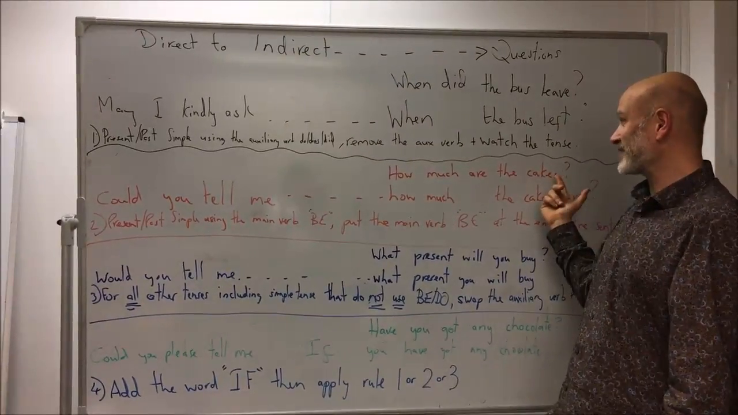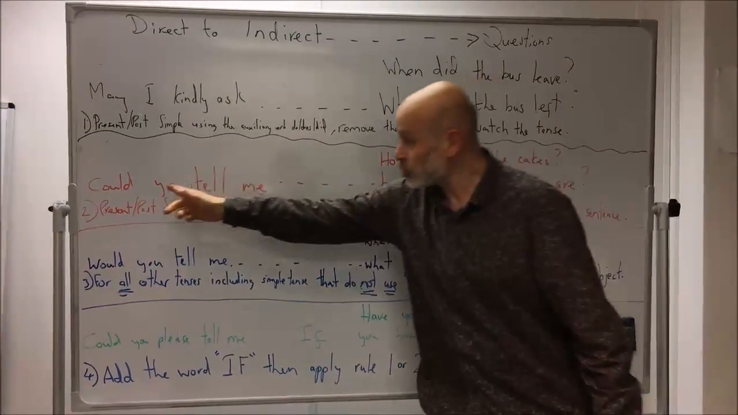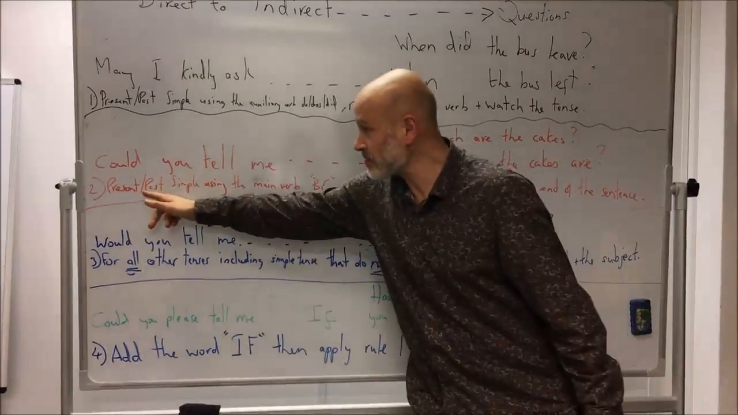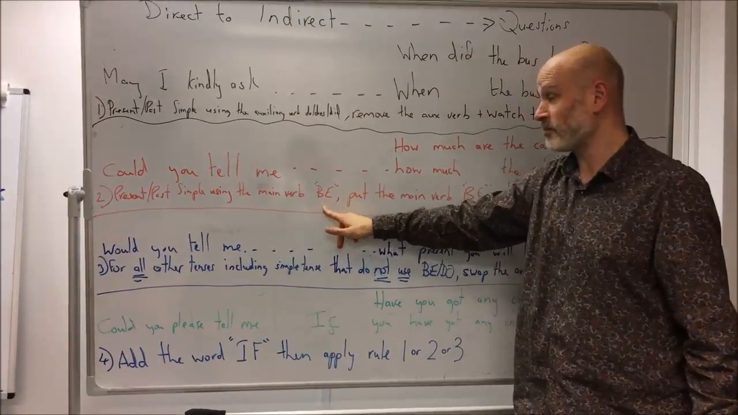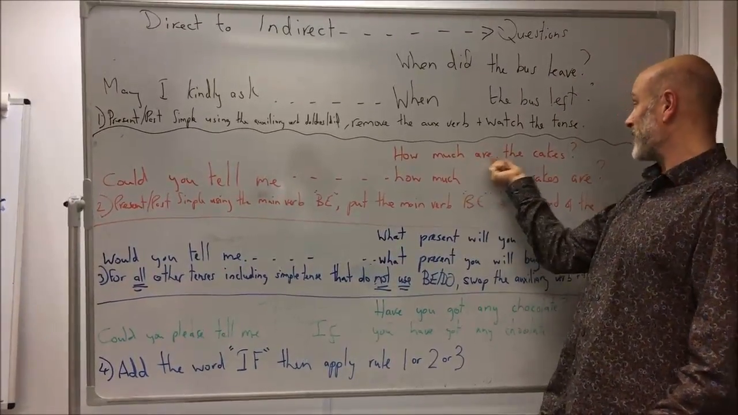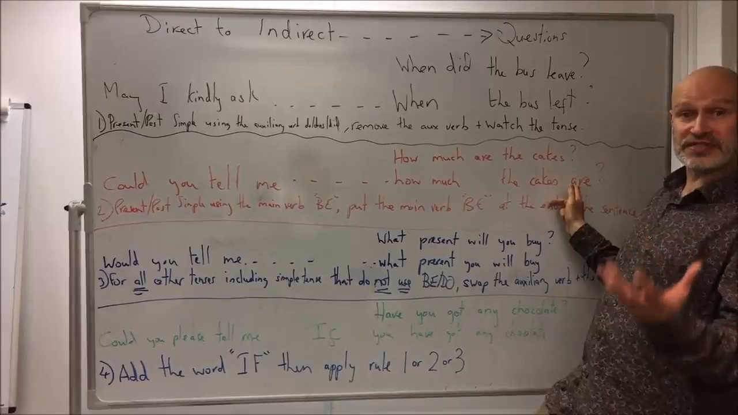Rule number two, here's the question. How much are the cakes? Could you tell me how much the cakes are? So if it's present simple or past simple, using the main verb to be, all we do is we take the main verb to be and we put it at the end of the sentence.